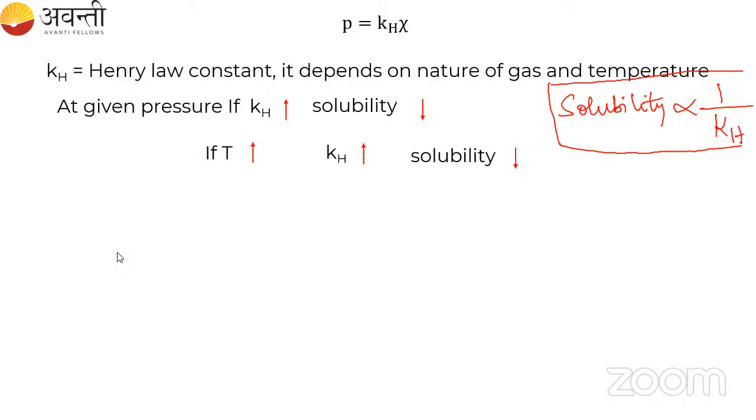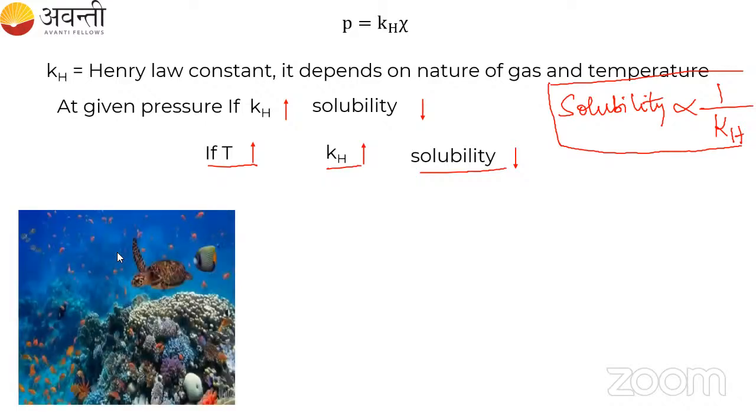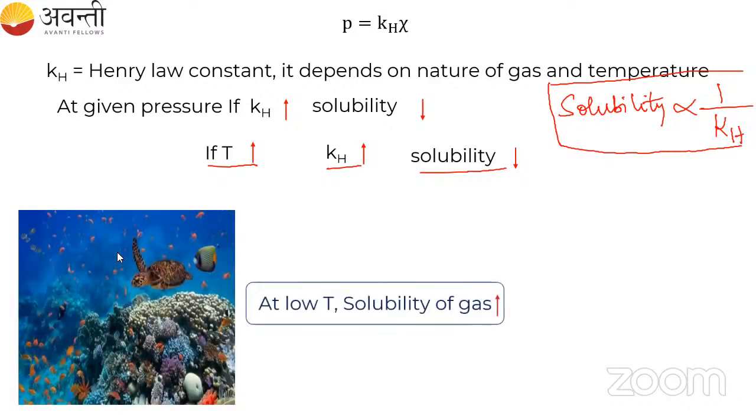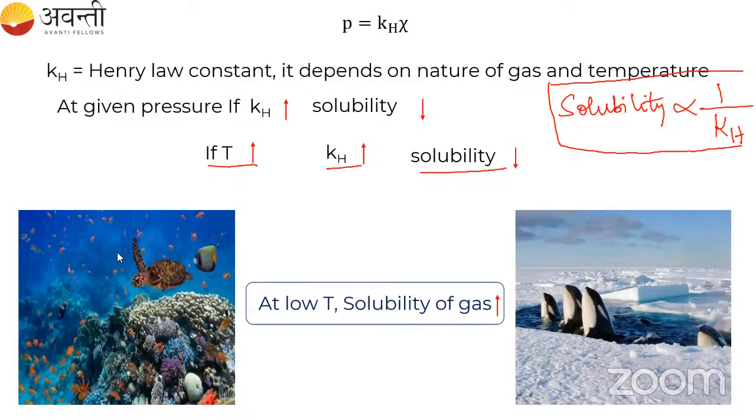And secondly, it talks about temperature. If temperature is more, KH will be more. In that case, solubility will be less. Some examples are also there. At low temperature inside the sea, the solubility of the gas will be more. In very low temperature places, the solubility of the gas will be more. Got it?